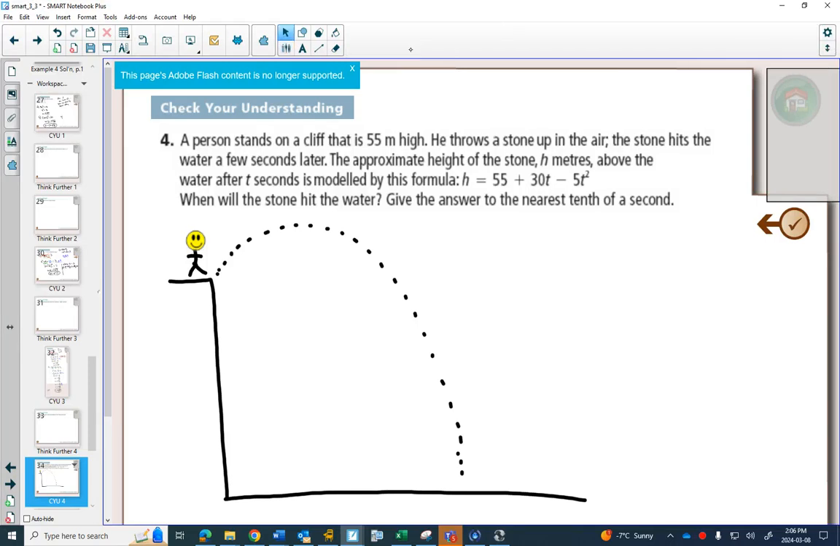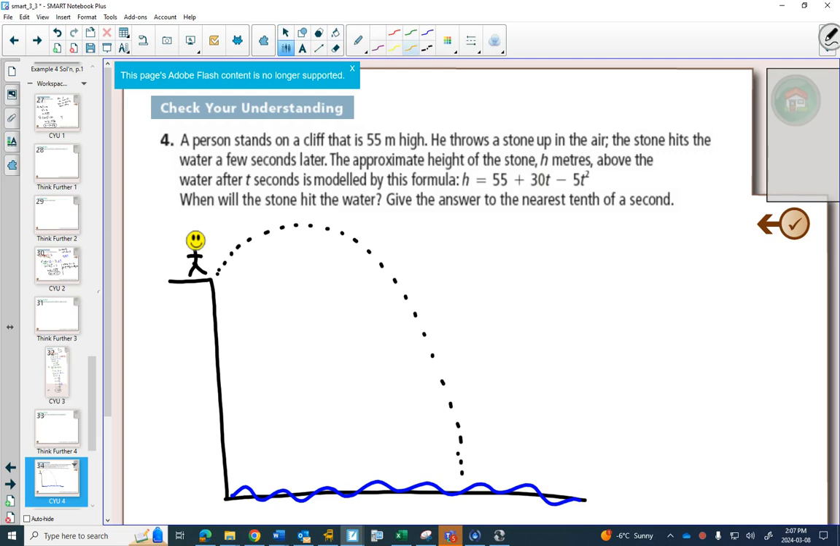But we want to find out, okay, person who stands on the cliff, throws a stone up in the air, hits the water. Oh, this is water. So your friend is actually in a boat. And maybe they decide not to catch it, but just let the stone hit your wooden boat right in the middle. Uh-oh. Okay? The approximate height of the stone is modeled by this equation, which happens to be a quadratic equation.